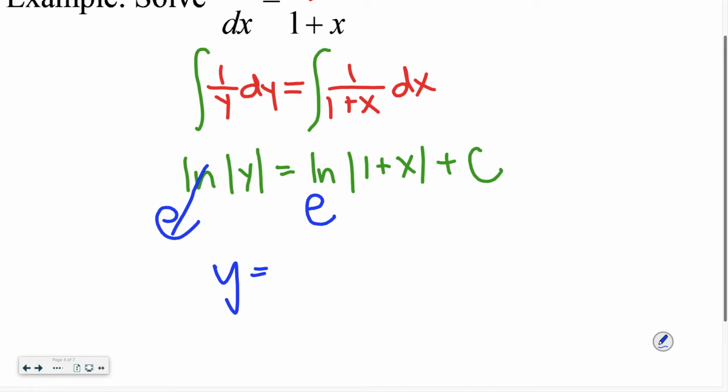Okay, now if we have an exponent with addition in it, can we break that up? Let me write something on the board over here. What is x cubed times x squared? Because we add them together, right? So we can rewrite this as e to the natural log of 1 plus x times e to the c.